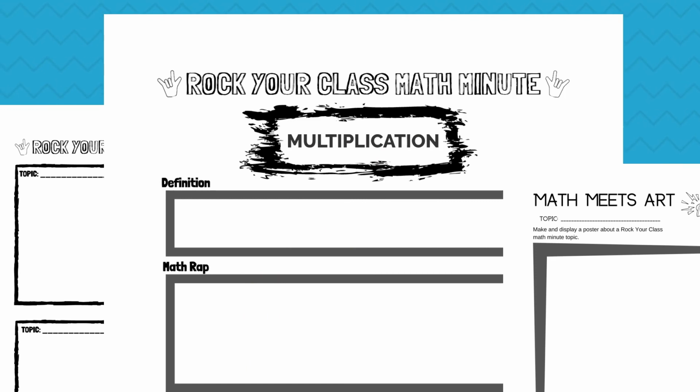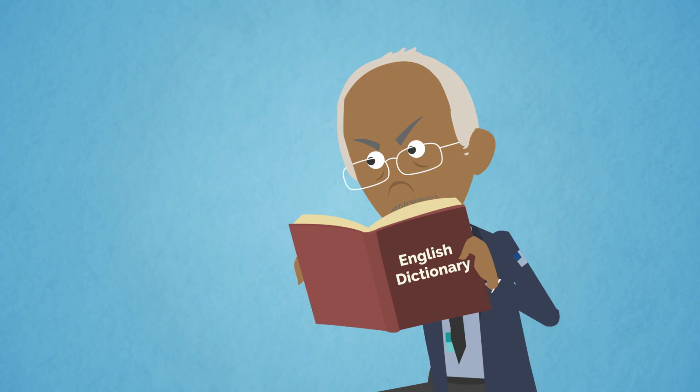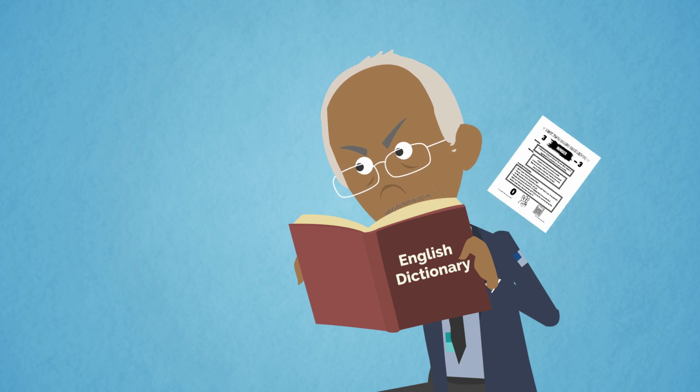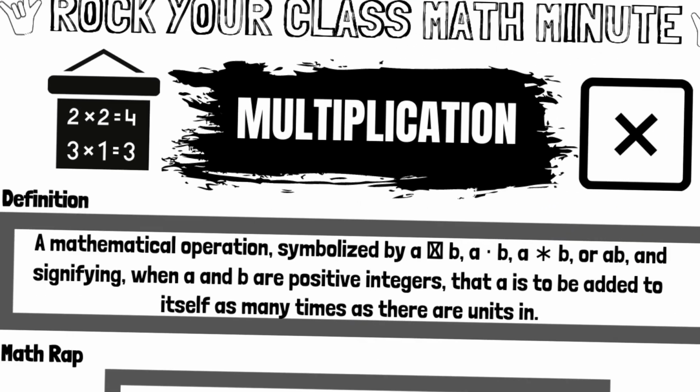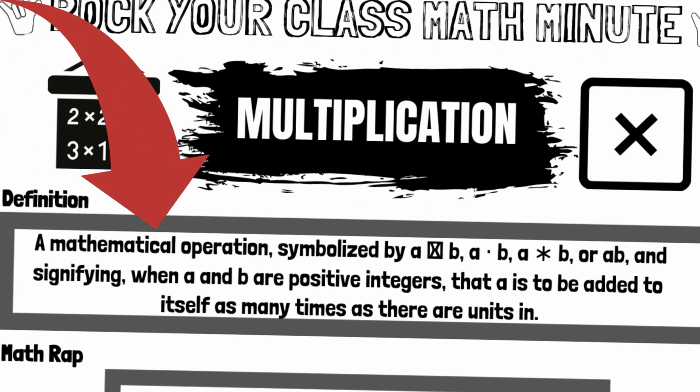Multiplication. What does the dictionary say? A mathematical operation, symbolized by A×B, AB, A·B, or A*B, and signifying, when A and B are positive integers, that A is to be added to itself as many times as there are units in B.